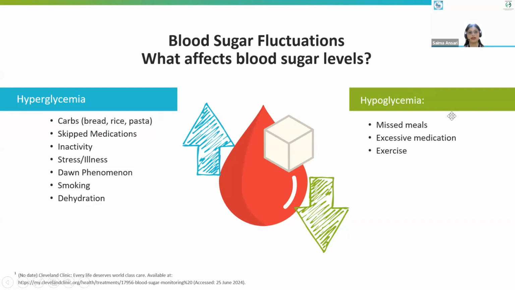And hypoglycemia can also happen. Missing meals and excessive medication, or some people who indulge a lot in exercise, can have hypoglycemia. So these are the things which can fluctuate blood glucose levels.